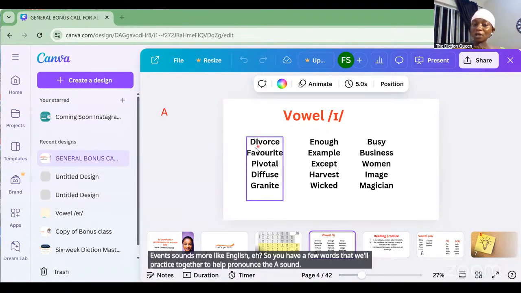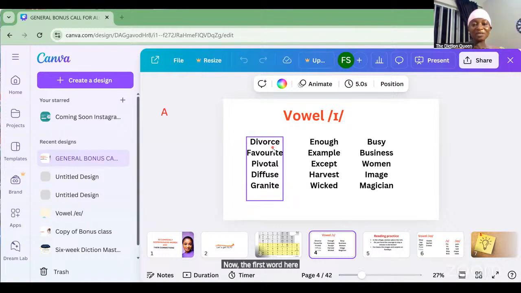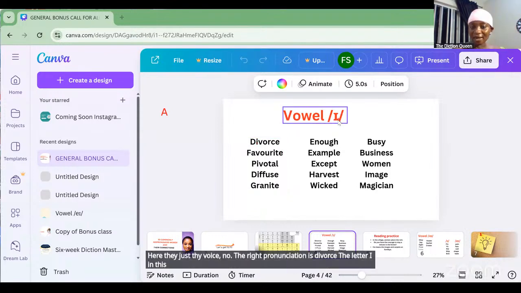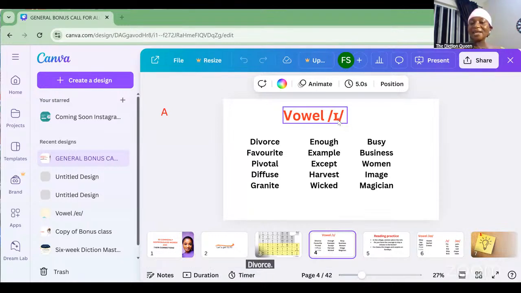Now the first word here, most people pronounce it as divorce. No. The right pronunciation is divorce. The letter I in this word sounds divorce, divorce. Please say after me.